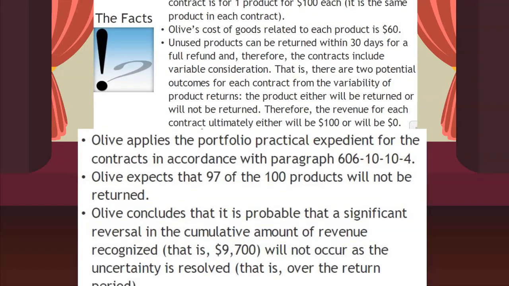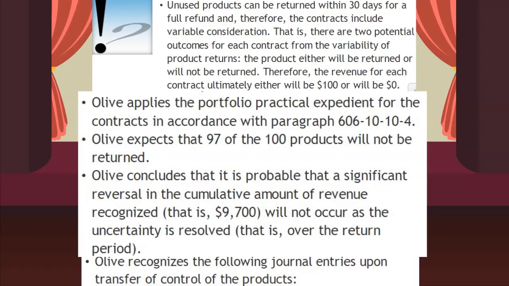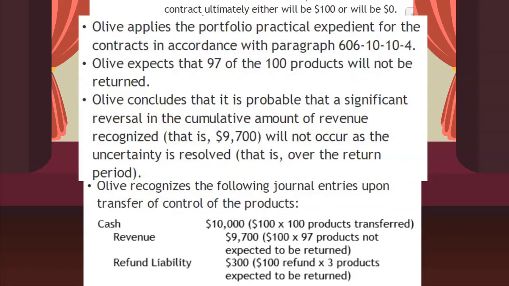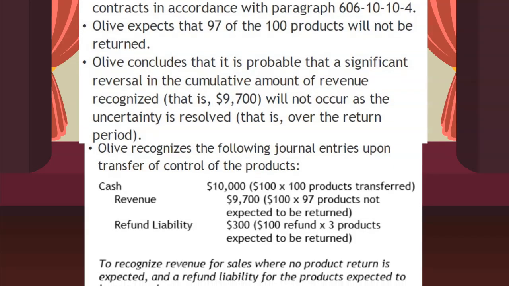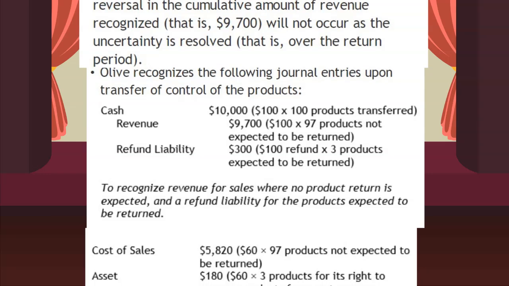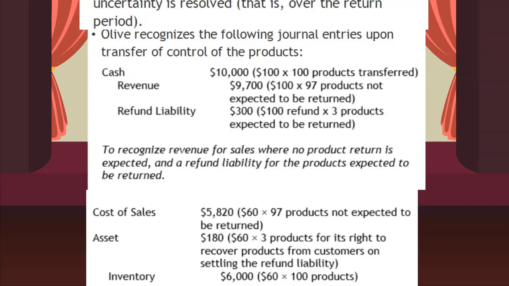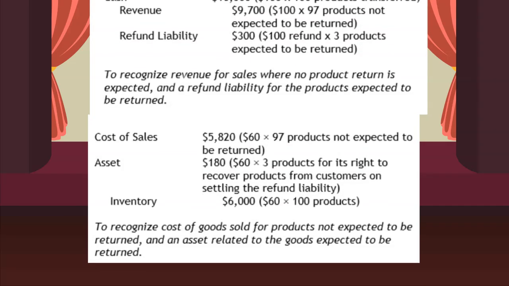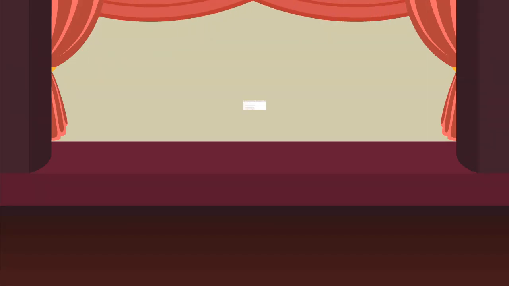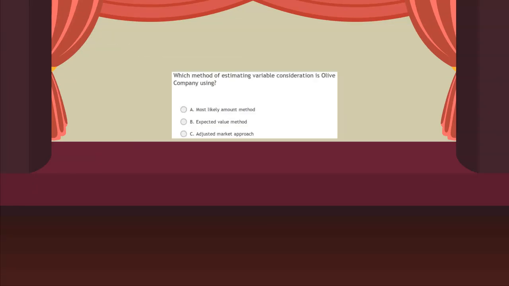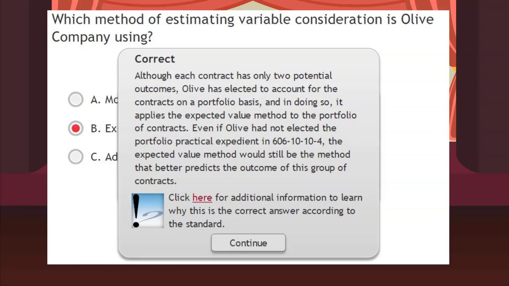In this fact pattern, what's important is that the products can be returned for a $0 revenue, or they could be kept for a $100 revenue. Olive Company assumes that 97% of those products will not be returned. You can see in the journal entry on the screen that while they've received $10,000 worth of cash, they put up a refund liability of $300 for that uncertainty. A similar entry is done on the cost side. After reviewing that fact pattern, what is the method that they are utilizing for estimating variable consideration? Based on this fact pattern, the correct answer is B, the expected value method.